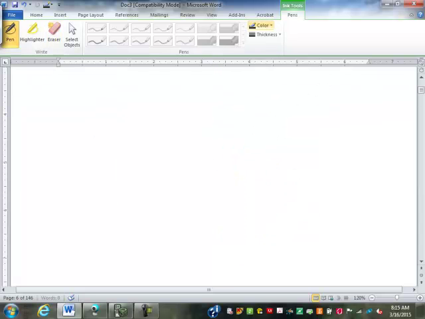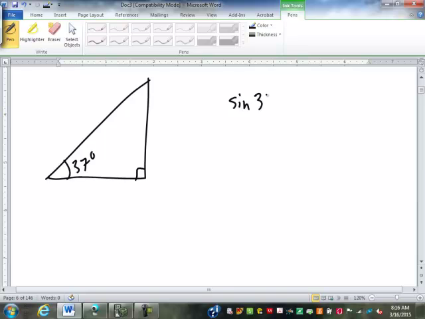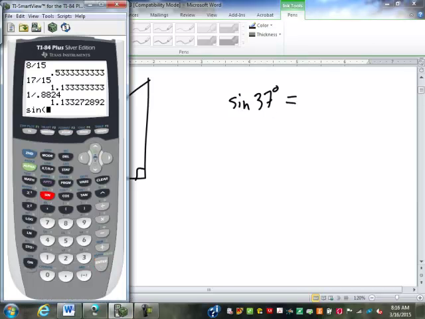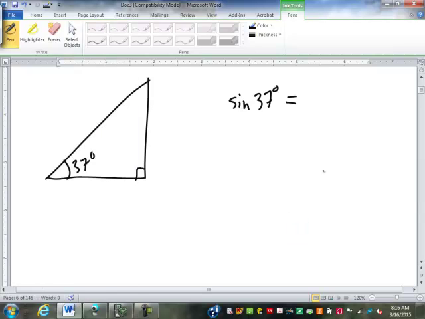Well, the next step is, what if, rather than having the sides of the triangle, what if we're just told that this is a 37-degree angle here? If I want to find the sine of 37 degrees, we're going to the calculator and we're punching in. Most of you have a calculator that has forward logic, which means you type in sine first and then the 37, like mine. I hit the sine key, 37, and hit equals, and it's 0.6018.